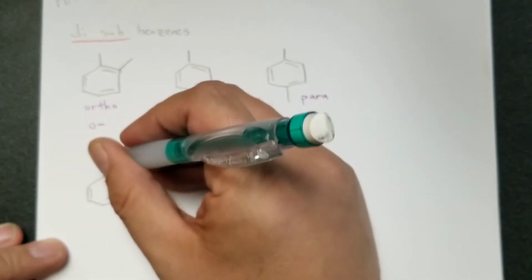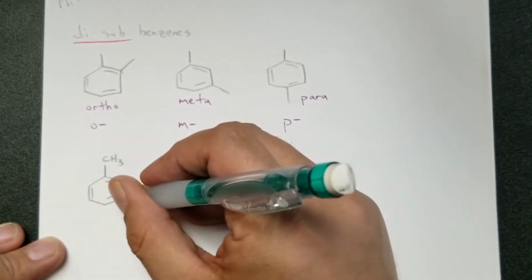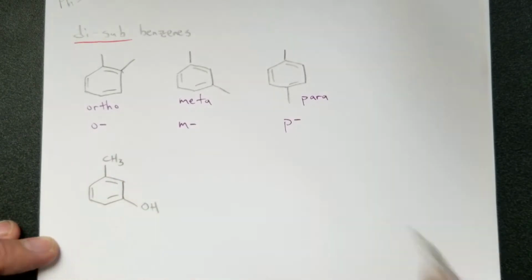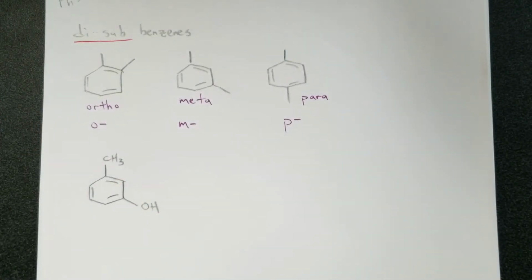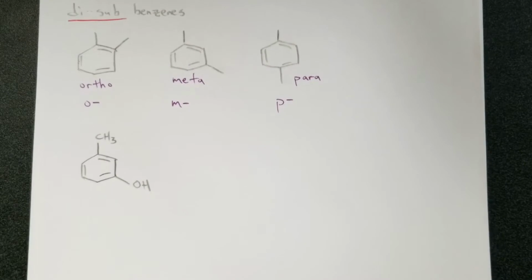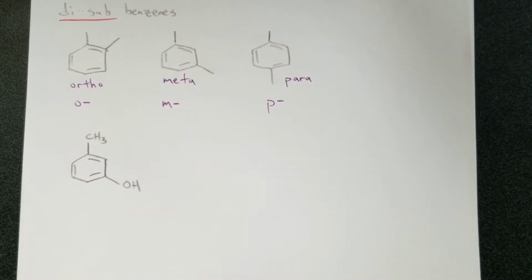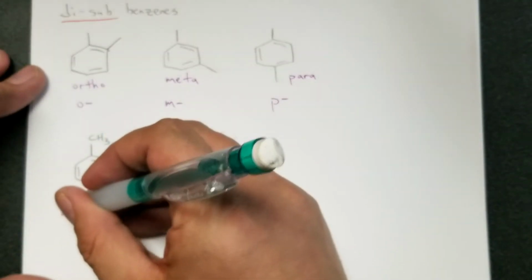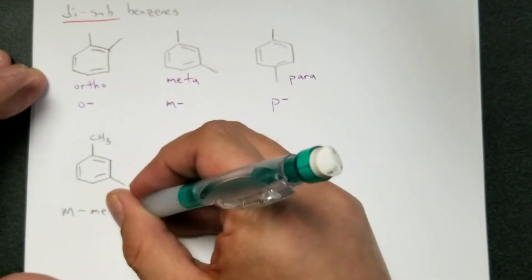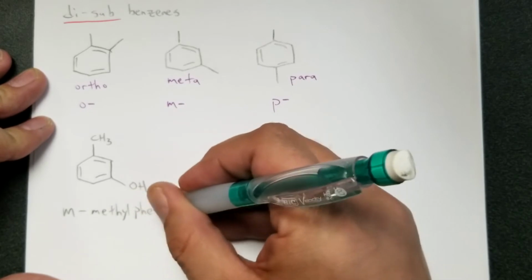So I had that example I mentioned earlier to you guys. If we had a methyl and an OH, you have to decide what the parent is. You essentially want to give priority to heteroatoms. So this is a phenol as the parent. And is that ortho, meta, or para? It's meta substituted, so I would call this meta-methylphenol. So m-methylphenol.